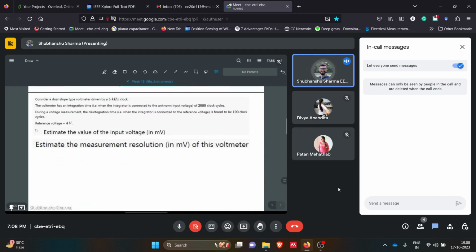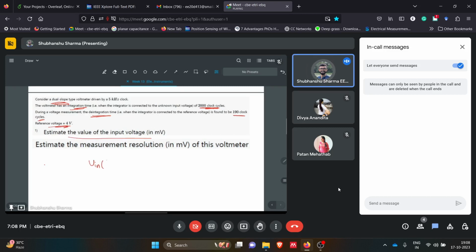Now the next question is for dual slope. I told you the basic equation for this dual slope. They have given this integration time, 2000 clock cycles, this de-integration time, 190 clock cycles, and this reference voltage, 4 volts. So estimate the value of the input voltage.